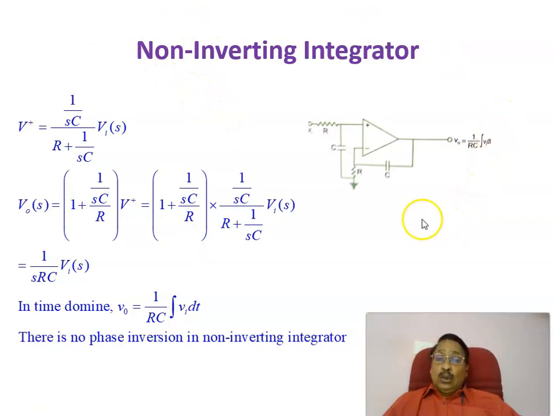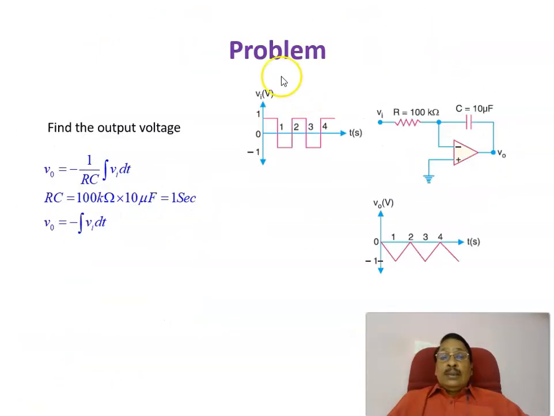inverting integrator. Coming to a problem, this is a basic integrator. In the feedback path there is a capacitor, and on the input side there is a resistance of 100 kilo ohm. This is a 10 microfarad capacitance. The question is, if this square wave is given as input, what will be the output of the integrator? What will be the waveform at the output side?